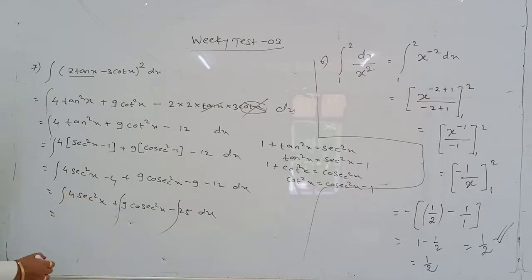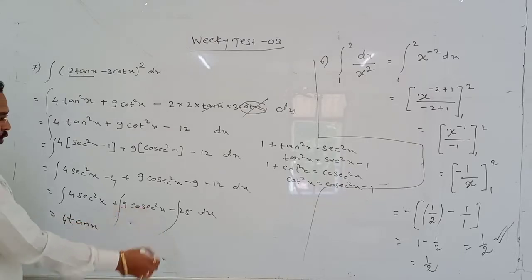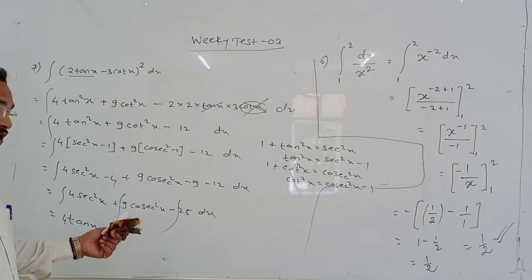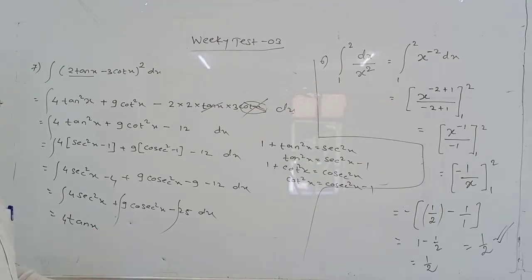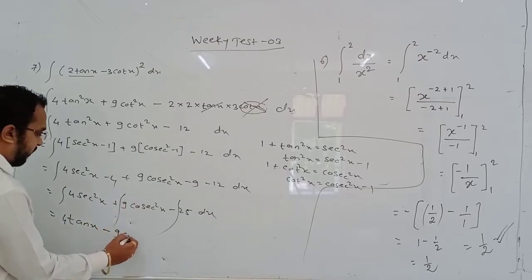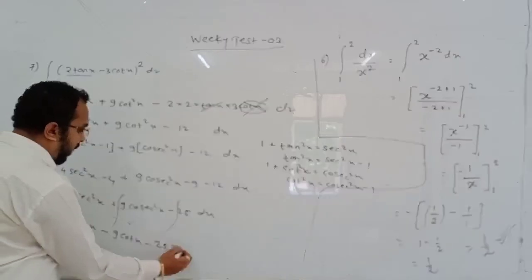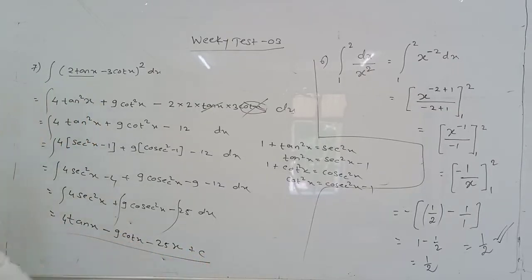Integration of sec square x: sec square x is the differentiation of tan x, hence integration of sec square x is tan x. So it will be 4 tan x. Cosec square x: differentiation of cot x is minus cosec square x, hence integration of cosec square x will be minus cot x. So it will be minus 9 cot x. Minus, it is only 25, so it will be 25x plus c. So this will be your answer.